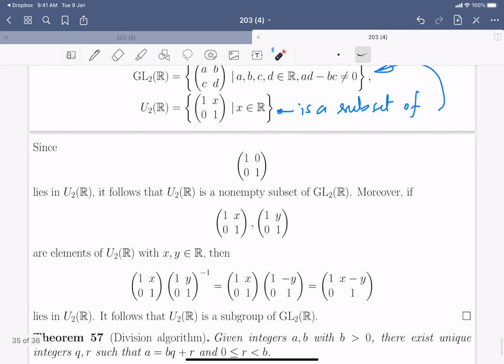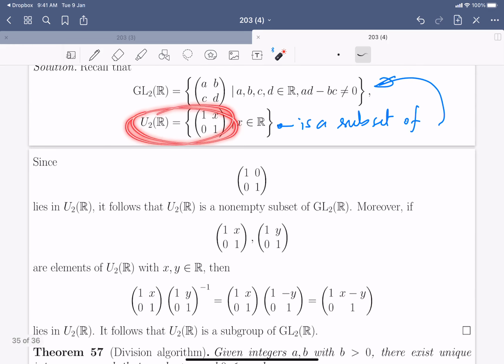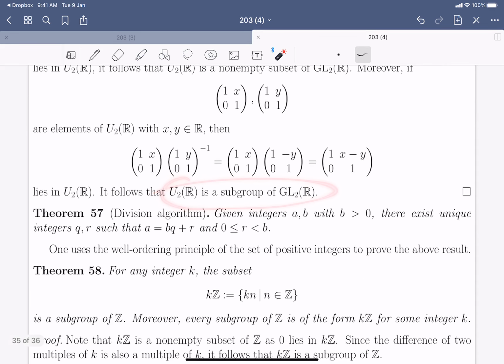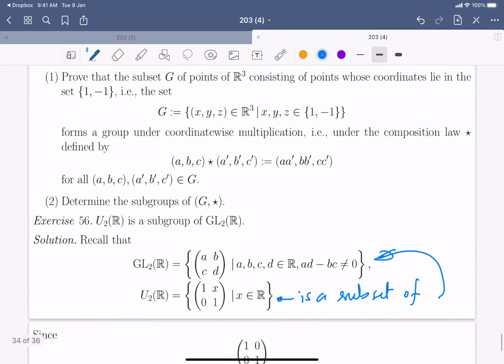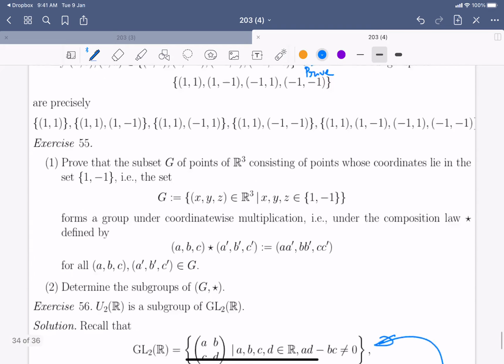And then if you pick 2 elements, we are going to show that the first element times the inverse of the second is an element of U2R. If you do this computation, you will see that this is equal to 1, X minus Y, 0, 1. So this is certainly an element of U2R by definition of U2R, and it follows that U2R is a subgroup of GL2R. This follows by theorem 52, and so is the previous one. Great.